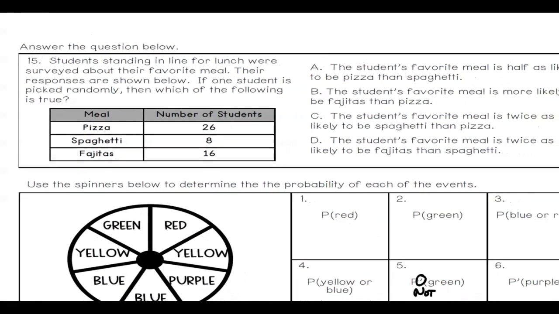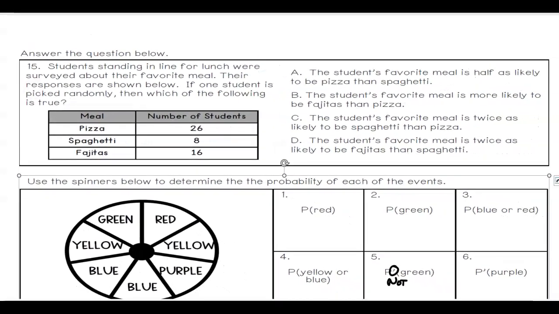Welcome to part 2 of today's notes. Students standing in line for lunch were surveyed about their favorite meal. Their responses are shown below. If one student is picked at randomly, what's going to be true?